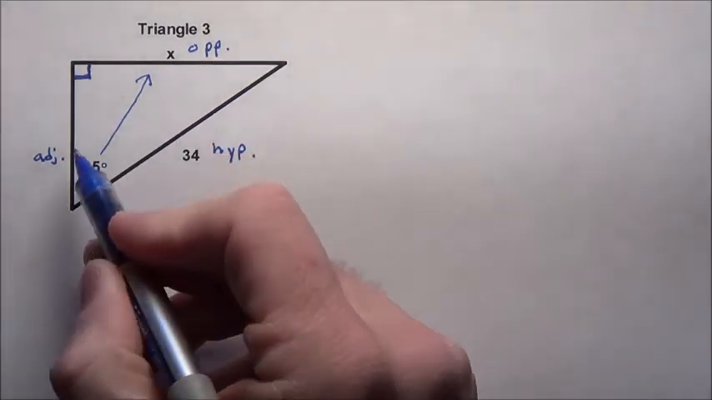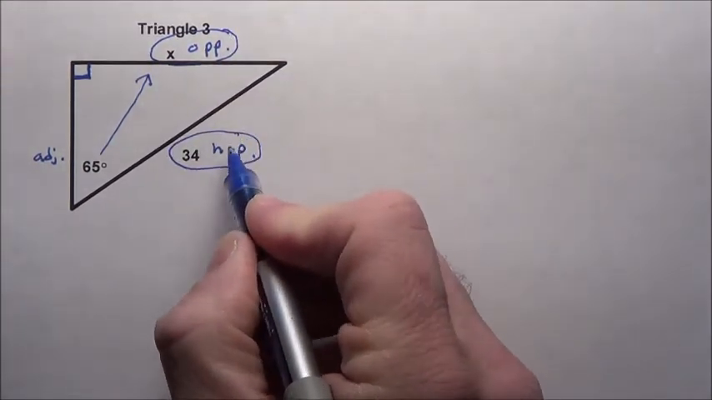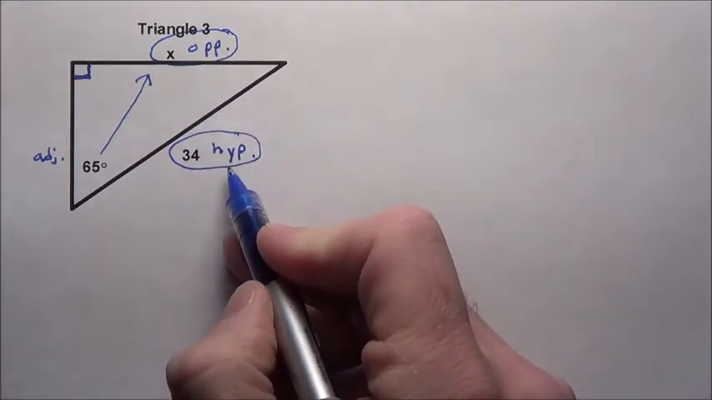Now, who do we have? We're trying to find opposite, and we're given hypotenuse. So we need something that has opposite in it and hypotenuse in it.